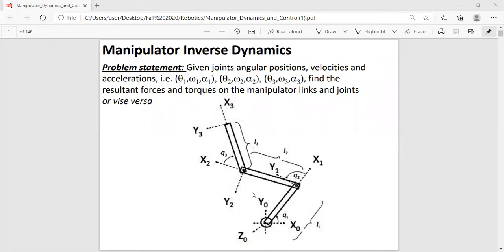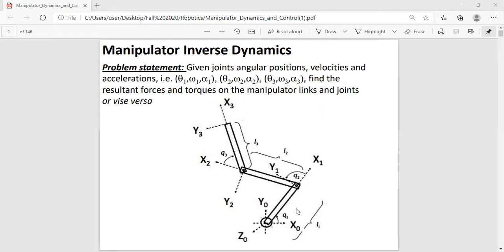The main question in inverse dynamics is, given that we have a particular path on the end effector, we can use the inverse kinematics to find theta 1, theta 2, theta 3 as a function of time. So we assume that we know the position of the robot as a function of time, and we are trying to solve for the forces and torques that are creating that motion. So basically, you are doing F equals ma, but on a multi-body system.